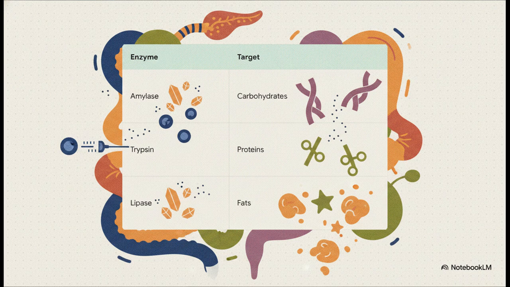These are absolute must-knows for the chemical digestion portion of the test. Pancreatic amylase targets carbohydrates and starches. Trypsin breaks down proteins, and pancreatic lipase digests fats and lipids. Basically, the pancreas is injecting these directly into the small intestine to do the heavy lifting of chemical digestion.